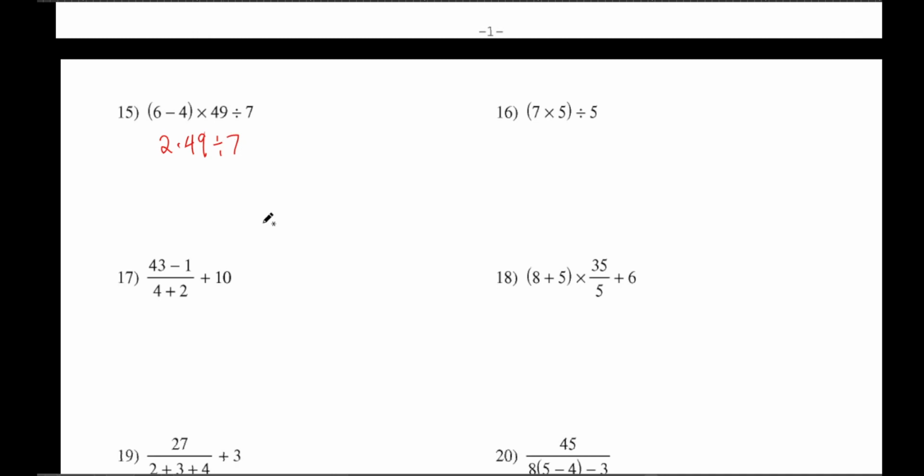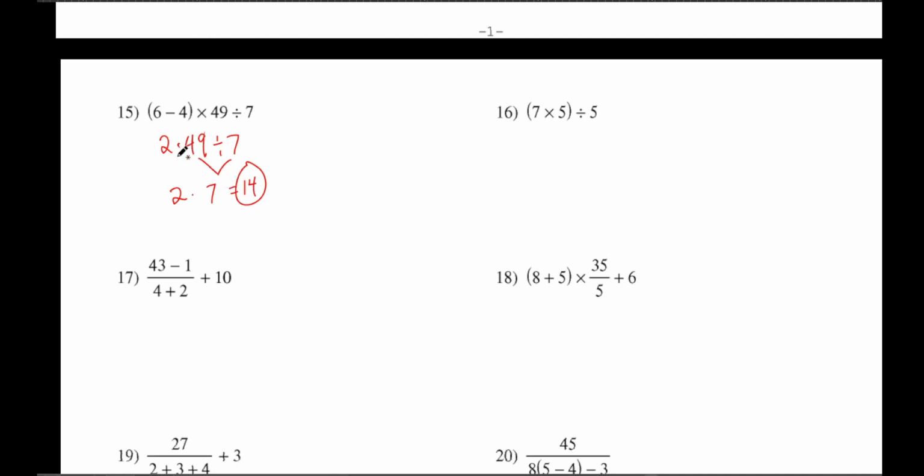Okay, 49 times 2 I do, but you could do what? You could go 49 divided by 7. All right, what is 49 divided by 7? It's 7, and then what? Times 2, and that is what? 14. So that's how I would do that one.